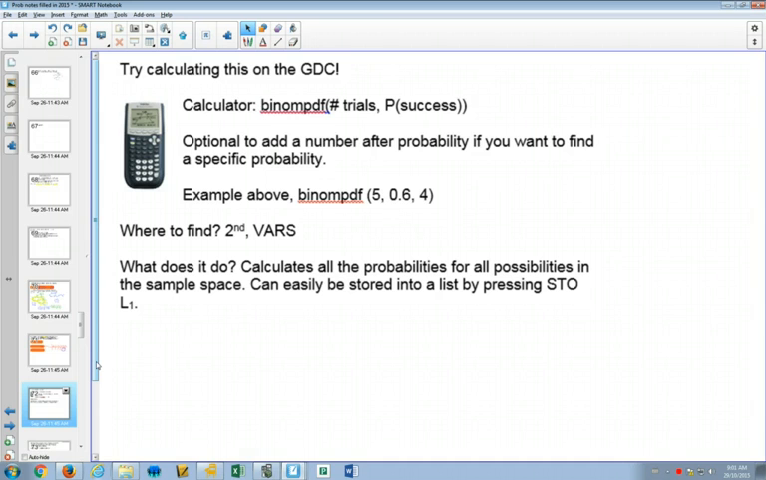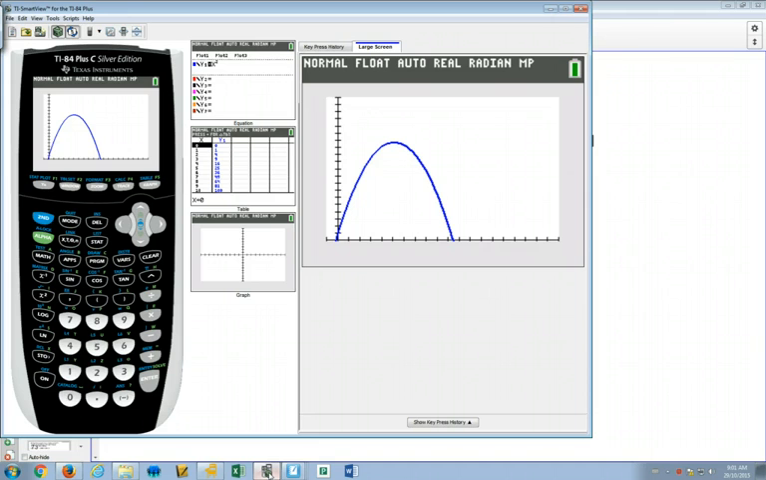So we're going to find the binomial distribution. Number of trials, probability of success. So let's see if we can find that. So we go to second button, go to vars, because above it says distr, which stands for distribution.